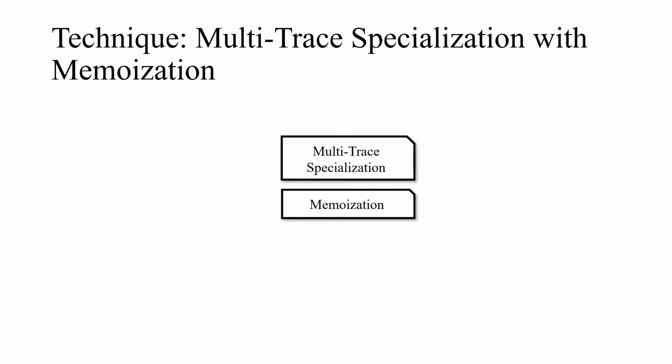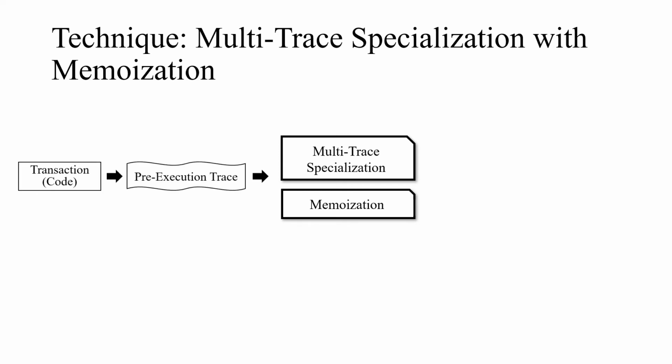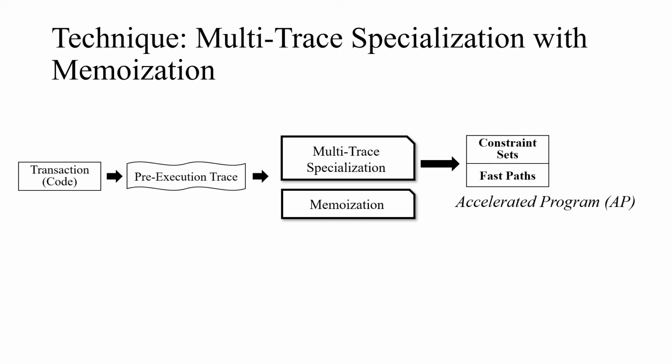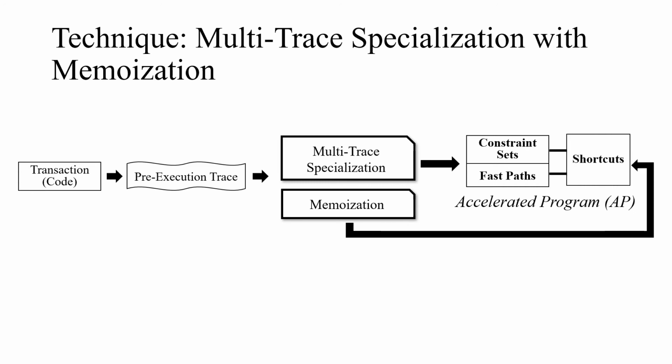The design for our solution is a novel multi-trace speculative program specialization technique enhanced by a new form of memoization. It traces pre-executions and specializes the traces to an accelerated program or an AP, which is constraint checking code followed by faster pass program. Then it adds shortcuts to the AP code, which can further skip segments of AP execution based on values remembered in pre-executions.